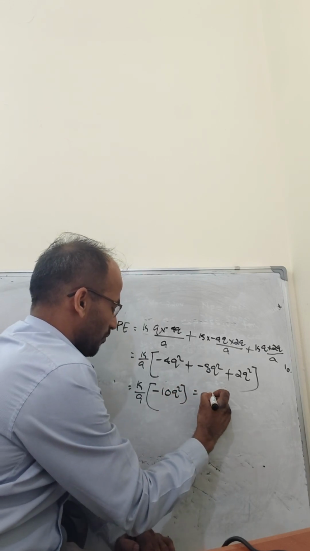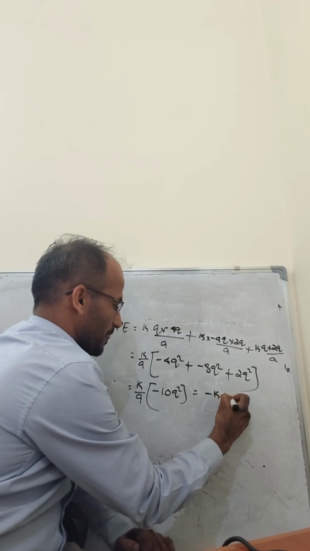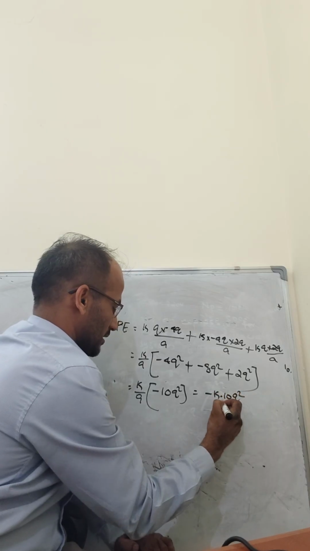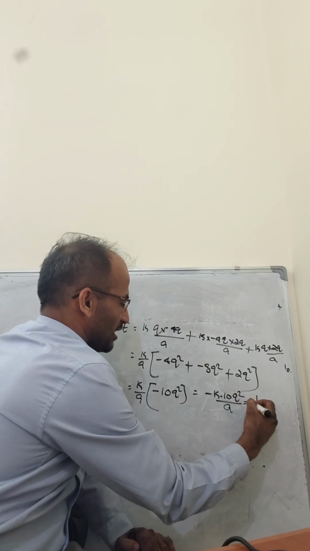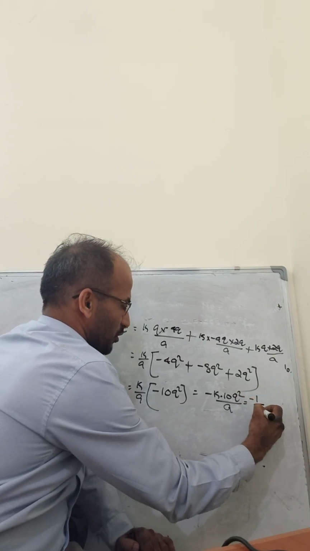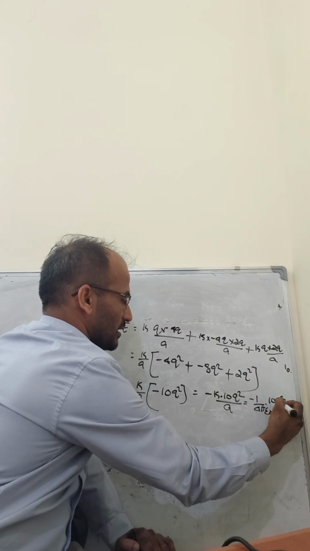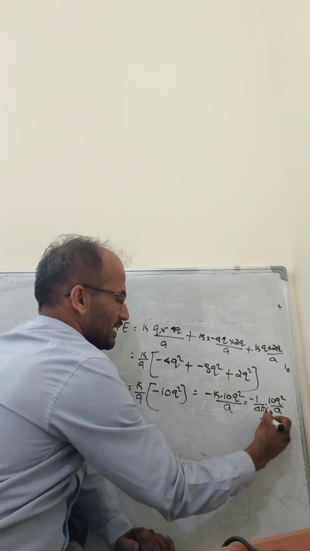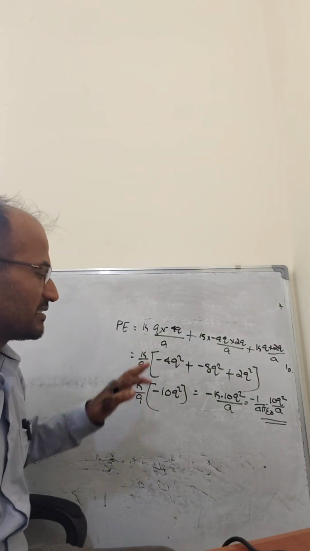That is equal to minus K into 10Q square by A. That is equal to minus, putting the value of K, 1 by 4 pi epsilon 0 into 10Q square by A. This is the energy we have already put to make the system.